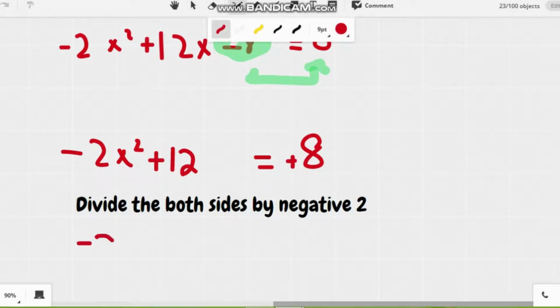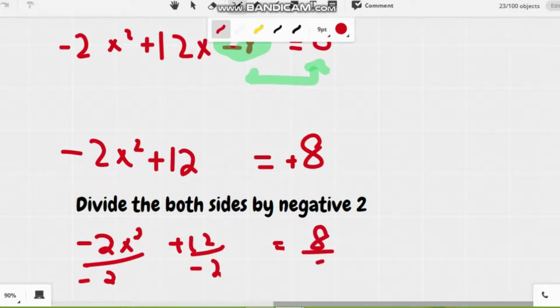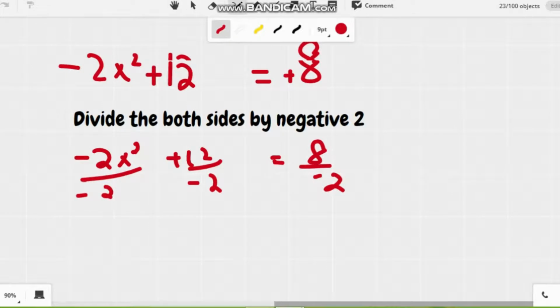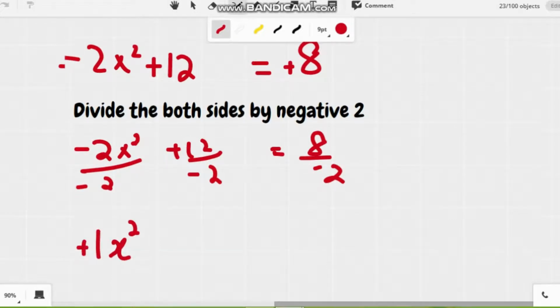So when you divide both sides by negative 2, negative 2x squared divided by negative 2, plus 12 divided by negative 2, equals 8 divided by negative 2. When you divide, 2 divided by 2 is 1, and the minus becomes positive, so 1x squared. 12 divided by 2, that's 2 times 6 is 12, so minus 6.